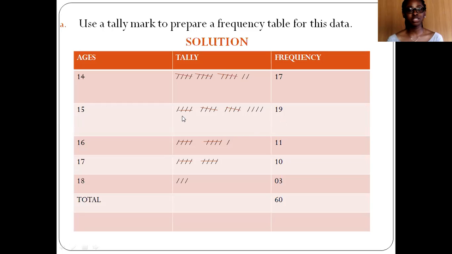Then you use your tally. This is 5, 10, this is 15, 16, 17, 18, 19. So let's count for 16 years. How many times does 16 appear?